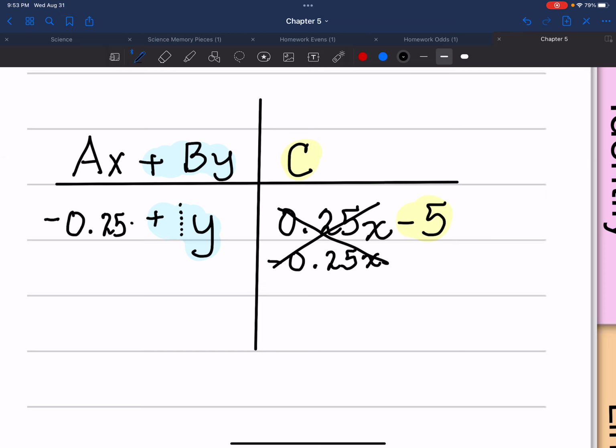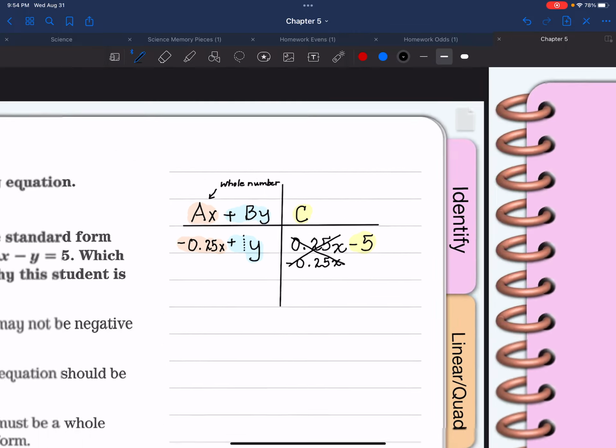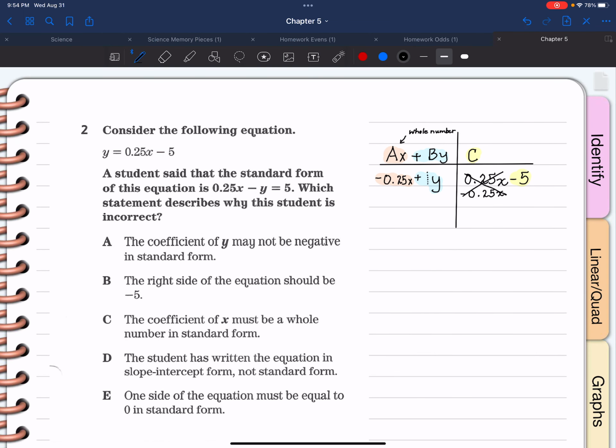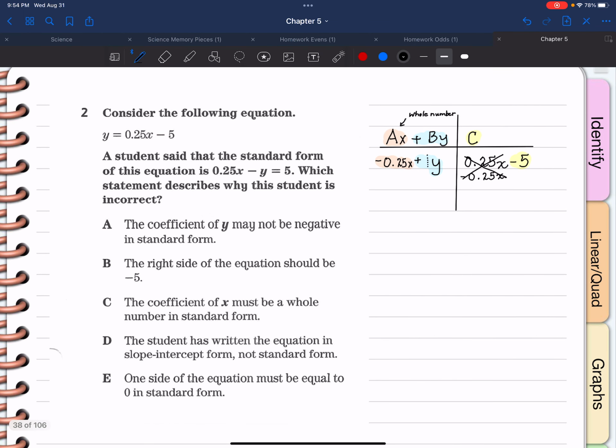So I already see the violation. The a term cannot be a fraction. The coefficient, the big A, has to be a whole number. So that's the condition. The tall a must be a whole number. And we do not have a whole number. We have a decimal, which is a fraction. So let's see which one of our answer choices says that.